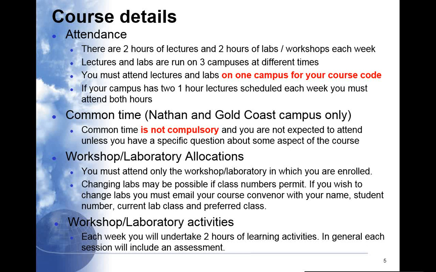Workshop and lab allocations: you need to attend the lab or workshop in which you're enrolled. You cannot just change labs and turn up to another one. That's not going to work. If you feel that you need to change, you can ask permission to change, and if you're able to change, you will be granted permission by your course convener, right? So you need to contact them to see if that's possible, right?